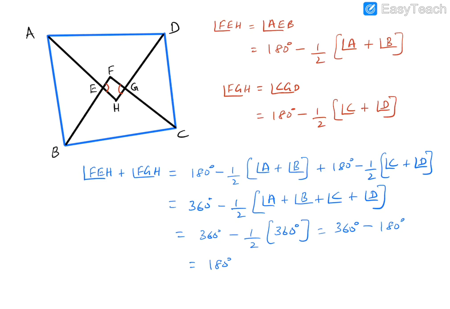So we now have the angle FEH plus the angle FGH. These are the pair of opposite angles in this quadrilateral EFGH, and we have shown that the sum of the pair of opposite angles in that quadrilateral is 180 degrees, and therefore the quadrilateral is cyclic. So we can state now that since the sum of the opposite pair of angles is 180 degrees, the quadrilateral EFGH is a cyclic quadrilateral.